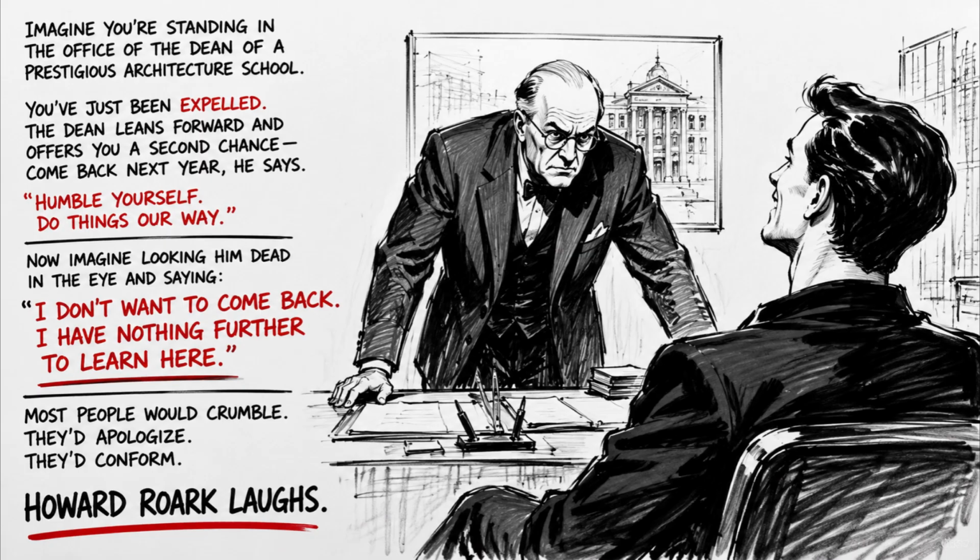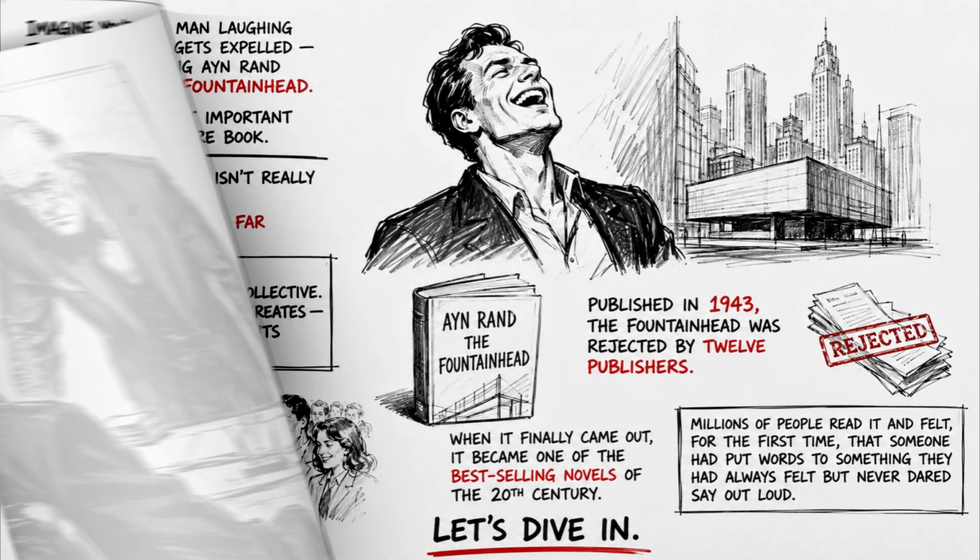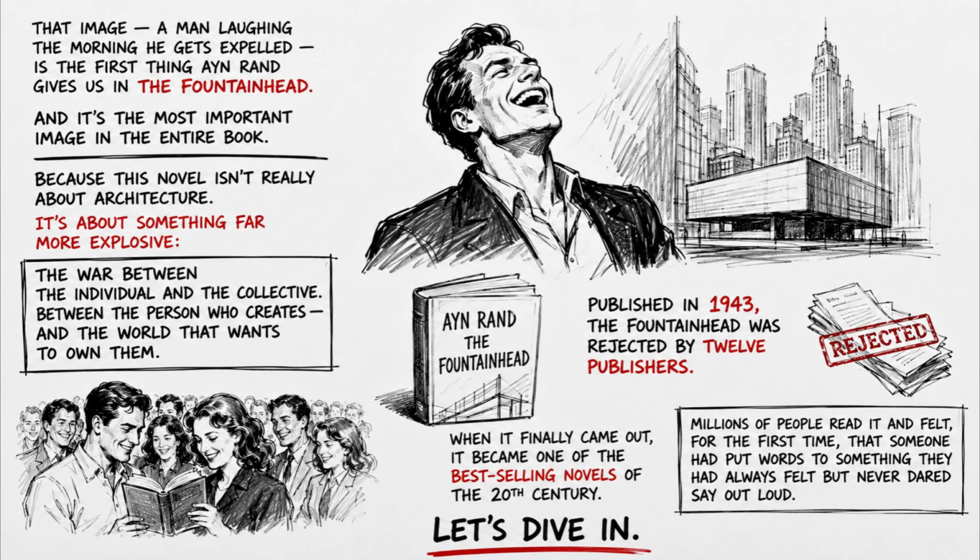Most people would crumble. They'd apologize. They'd conform. Howard Roark laughs. That image, a man laughing the morning he gets expelled, is the first thing Ayn Rand gives us in the Fountainhead. And it's the most important image in the entire book.